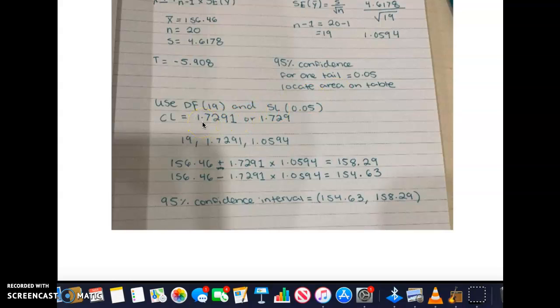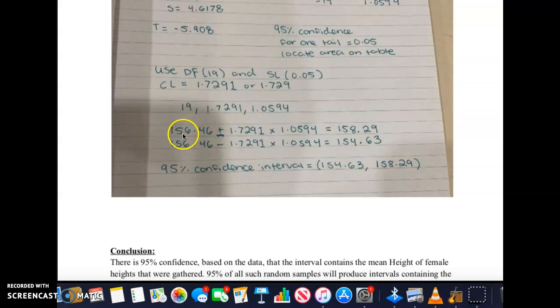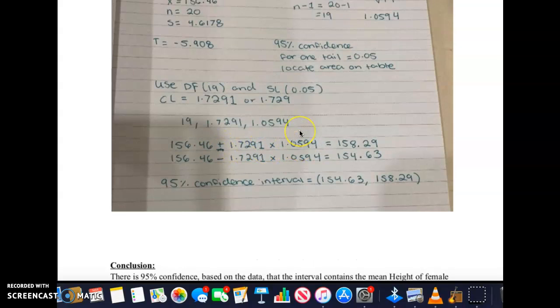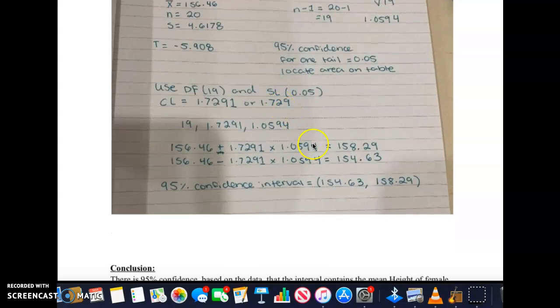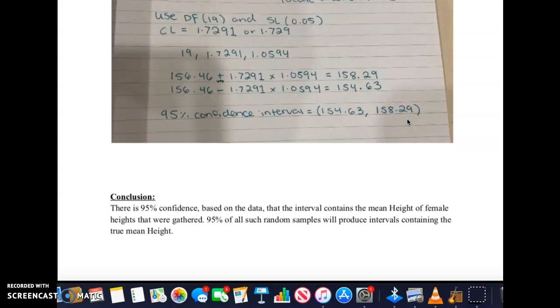Or you could plug it into a calculator online or something, and we got 1.7291, which was stated before within our drawing. Then we did our mean plus or minus the critical value multiplied by the SE value. For the plus we got 158.29 and for the minus 154.63. Those values would be our confidence interval, so 154.63 to 158.29 is our 95% confidence interval.